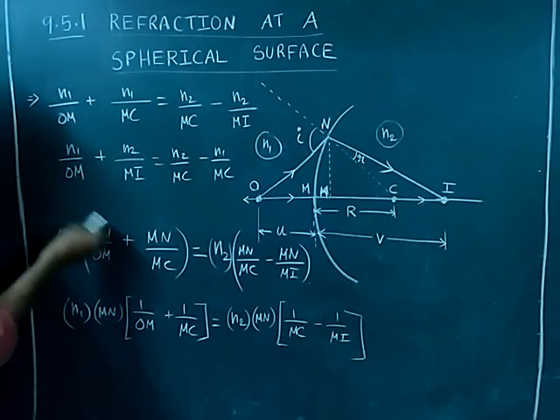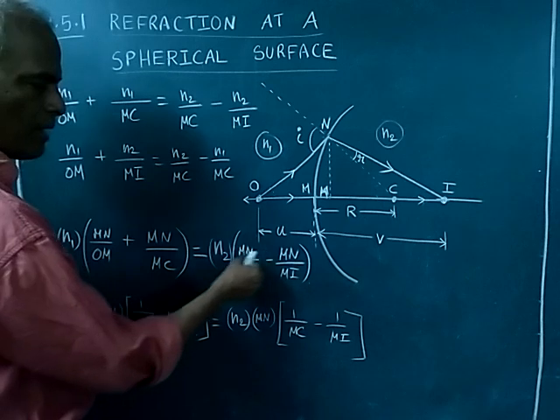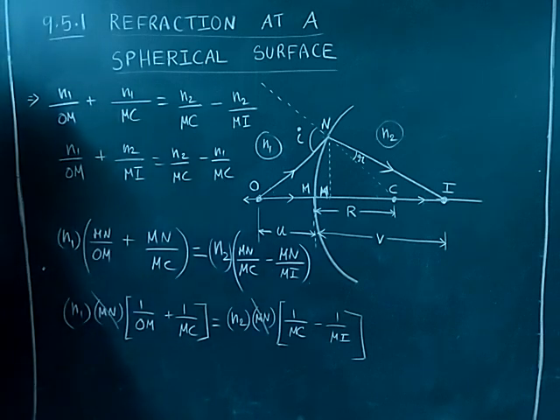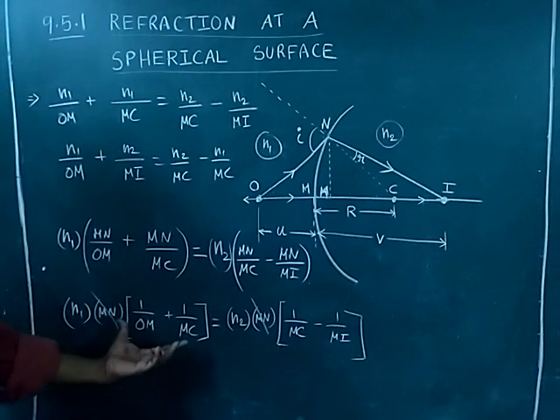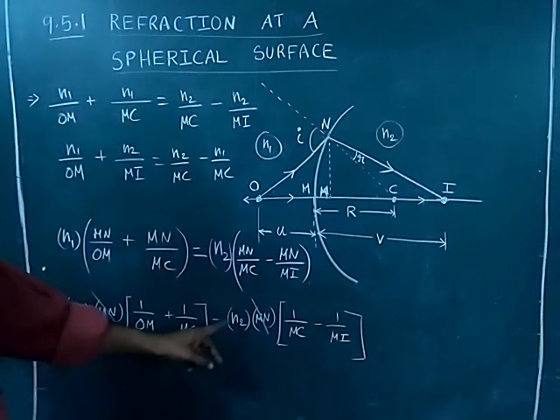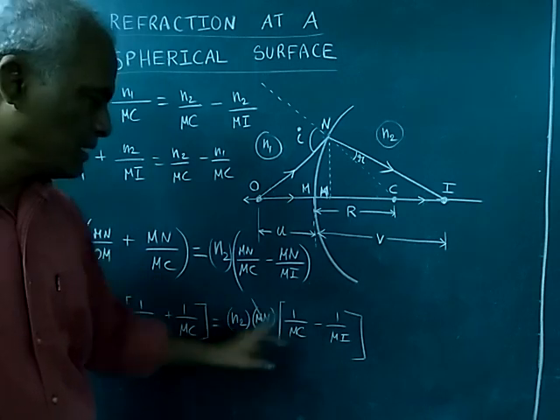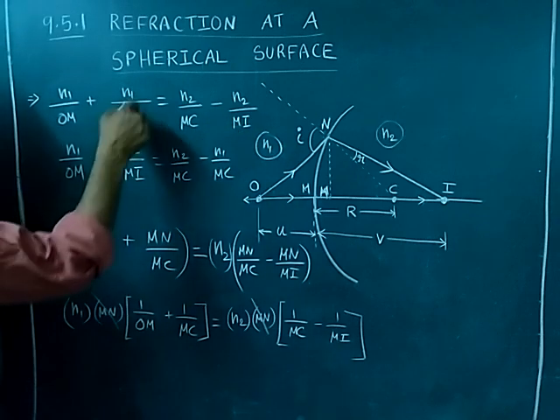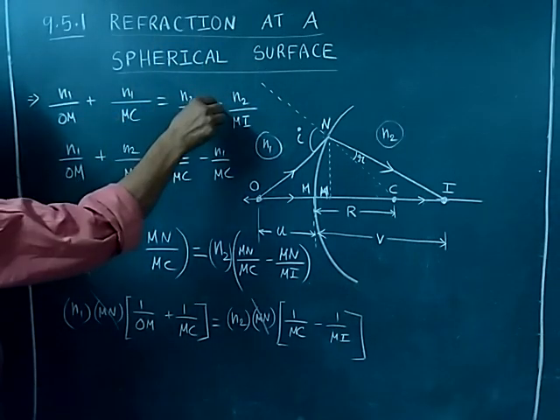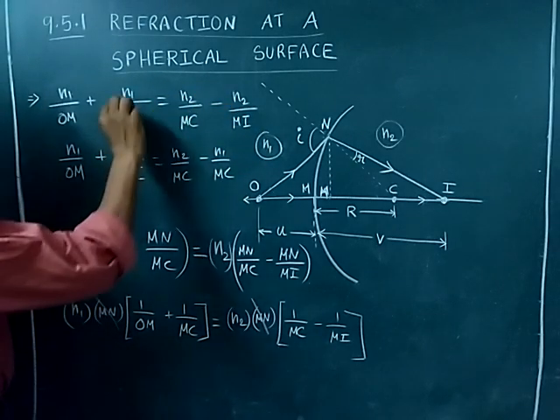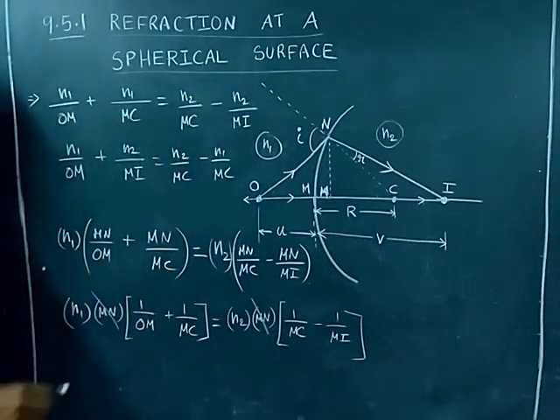Now MN is common, you can take it outside. Here again we have MN as the common term, you can take it outside. Now this MN and this MN get cancelled. You bring this n1 into this. So n1 divided by OM plus n1 divided by MC is equal to n2 divided by MC minus n2 divided by MI. Now what you do is bring this negative term to the other side and move this term to the other side. So n1 by OM plus, bringing this term this side, n2 by MI, equals n2 by MC, this term to the other side, minus n1 by MC.